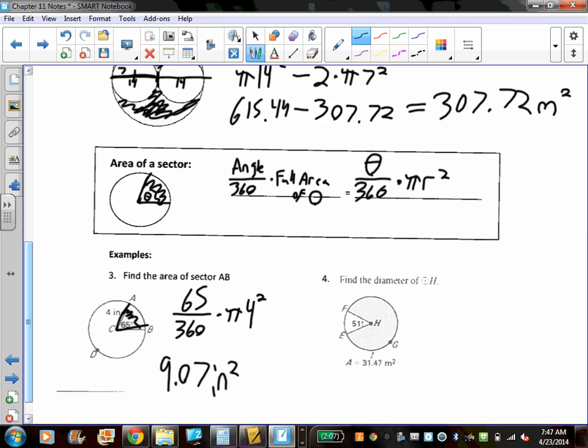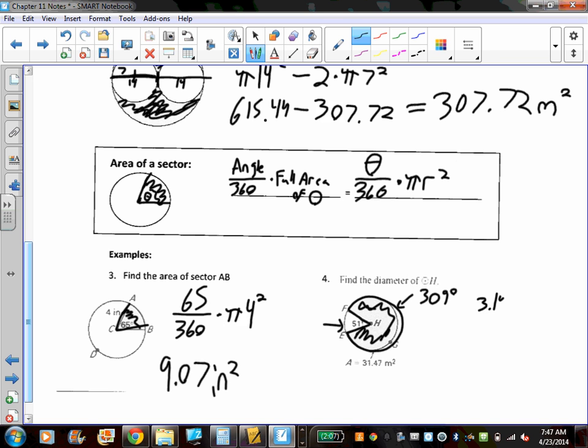That's good. In this problem, we're kind of going backwards. We're told that the area of this whole thing is about 31.47 meters squared. Now, how big is that section? Well, we're told that this here is 51 degrees, and the whole circle has 360. So the part that we have left over is 360 minus 51, which means that this part is 309 degrees. So we're going to work backwards like we did in one of the previous examples.